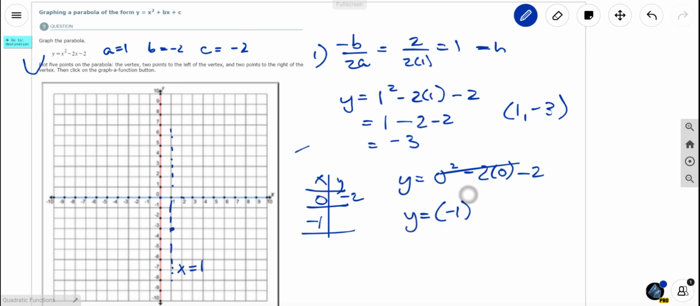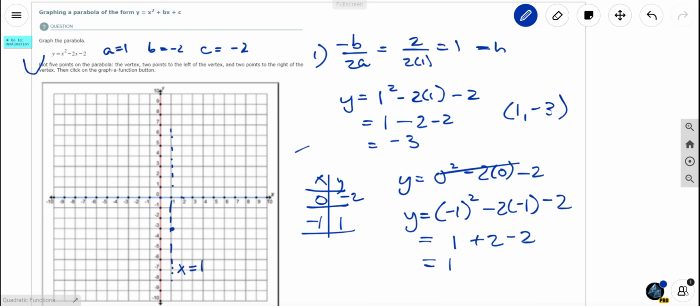Then, look, it's negative. I put it in parentheses. That way you don't mess up. Negative 1 squared is positive 1. Negative 2 times negative 1 is positive 2. Minus 2, so the answer is 1. All right, so you get (0, -2).